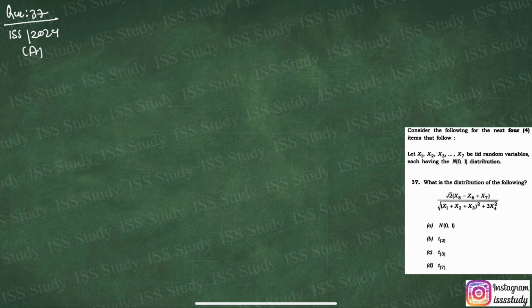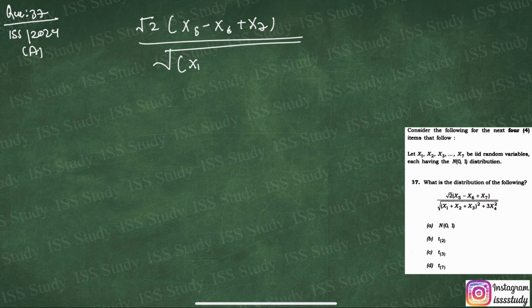So everyone, we are going to discuss question number 37. In this question, you can see X1 to X7 are given IID following normal(0, 1), and you have to find the distribution of this one. I'm going to write it: root 2 times (X5 minus X6 plus X7), whole upon root of (X1 plus X2 plus X3) whole square plus 3 times X4 square.